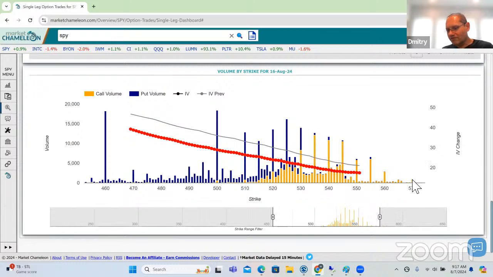And if you go out even further, you could just hover over to see if there's any premium in these, like 5 cents, 7 cents, 12 cents. That's the average price that they traded at, the volume weighted average price. So that's how we see it visually.